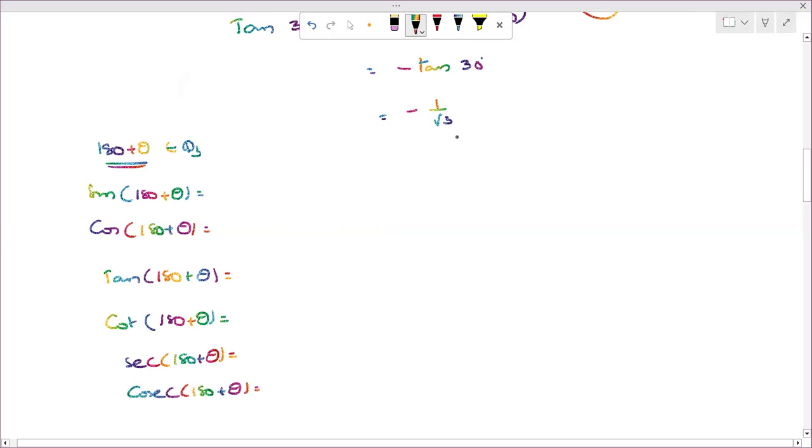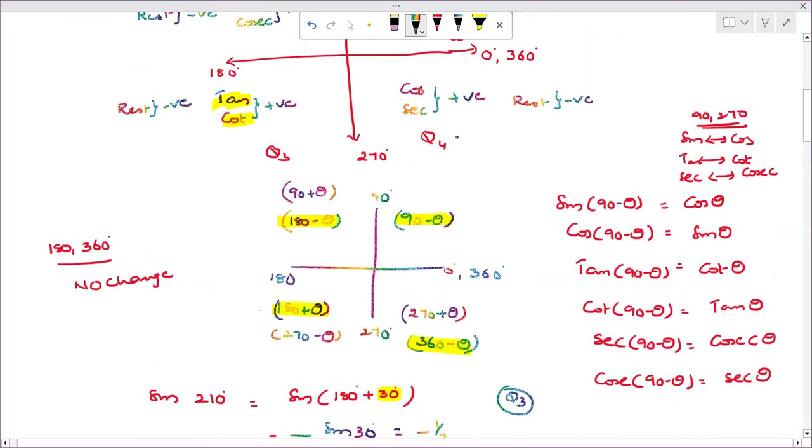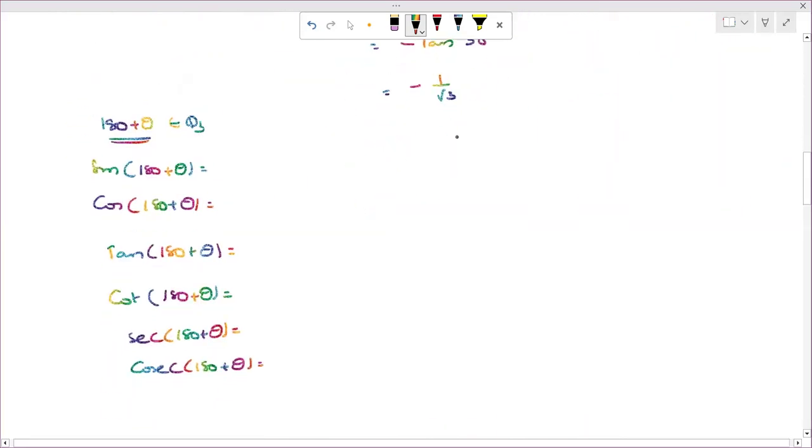Okay, in the third quadrant, which functions will be positive? First of all, check it out. Only tan and cot are positive; the rest of the values are negative. So tan and cot are positive. Since 180 is there, there is no change in the ratio. So tan theta and cot theta. The rest of the values are all negative: minus sin theta, minus cos theta, minus secant theta, minus cosecant theta. This is how we have to simplify the values.